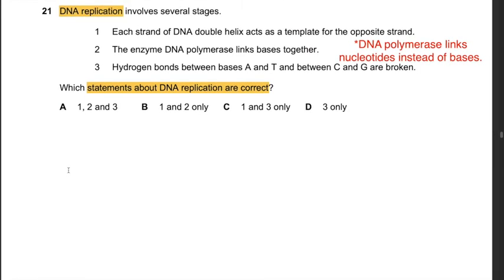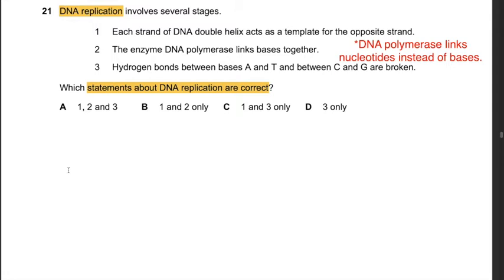Question 21. DNA replication involves several stages. 1. Each strand of DNA double helix acts as a template for the opposite strand. 2. The enzyme DNA polymerase links bases together. 3. Hydrogen bonds between bases A and T and between C and G are broken. Which statements about DNA replication are correct? If you look at option 2, the enzyme DNA polymerase links bases together, that is incorrect as DNA polymerase links nucleotides together and not bases, and that rules out option A and B.